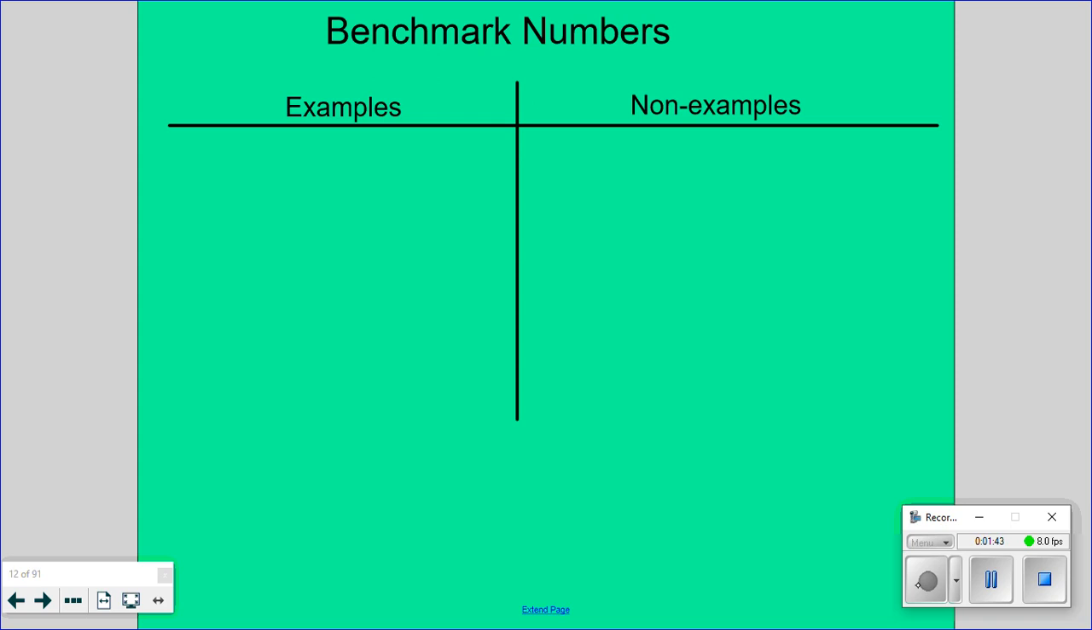Go ahead and make a T-chart. It doesn't need to go down the rest of your page, but we're going to have examples on one side and then non-examples on the other side. You have to write examples and non-examples. What's a T-chart? This is a T-chart because it looks like the letter T. That's why it's called that. Great. So go ahead and draw that. One side is examples, and the other side is non-examples.